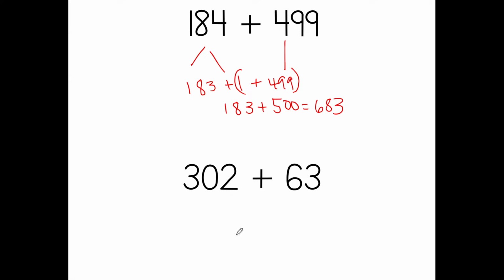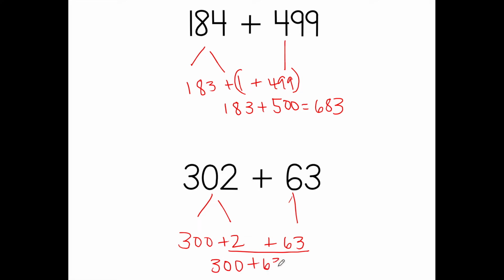Okay, 302 plus 63. Well, 302 is really close to the friendly number of 300. So this time I'm going to break it apart: 300 plus 2. And then I'm going to put that 2 with this 63. I know that I can do that because of the associative property of addition. So 300 plus 65 equals 365.